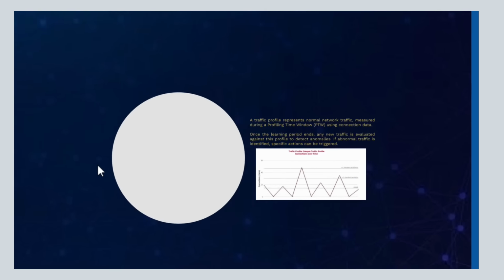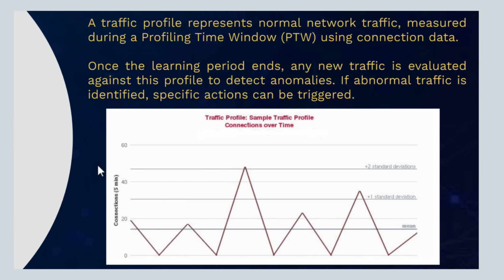And now, traffic profiles. Traffic profiling is a powerful feature that learns the normal behavior of your network over a specific time window. Once the learning period ends, any deviation is flagged as an anomaly. These anomalies are then evaluated against the correlation rules, taking quick and proper action to address threats.